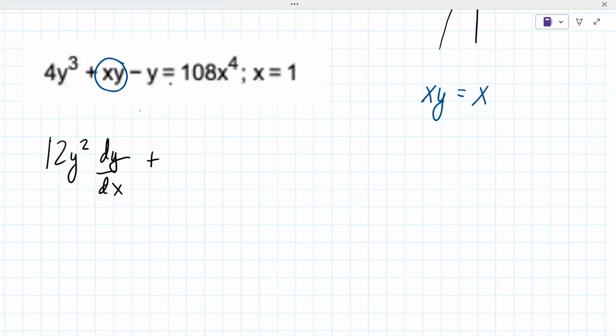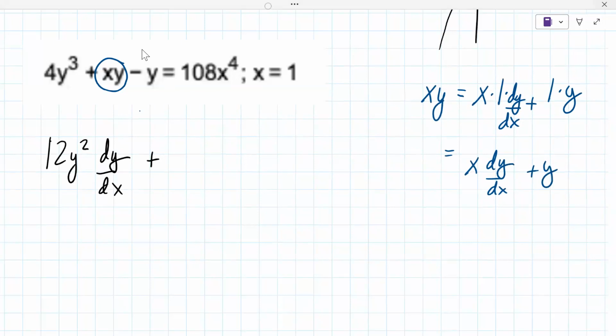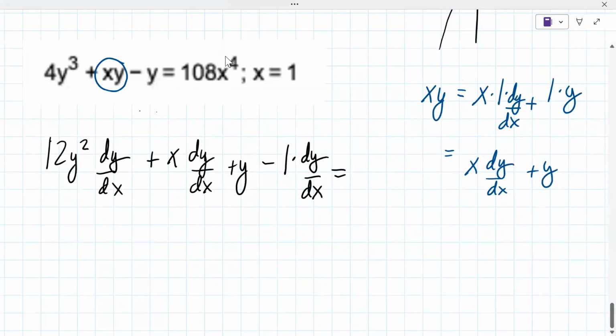So it's first times the derivative of the second. The derivative of y is 1 times dy/dx, plus the derivative of the first, which is 1 times y. So this simplifies to x dy/dx plus y. That's the derivative of the inner one there. Some students memorize that. You do tend to see it a lot. Then you have the derivative of minus y, which is minus 1 times dy/dx, equals the derivative of 108x to the fourth. You have to use power rule: 4 times 108, 432x cubed.